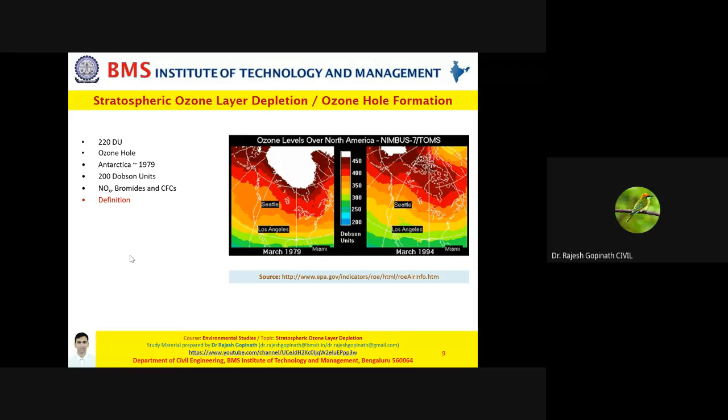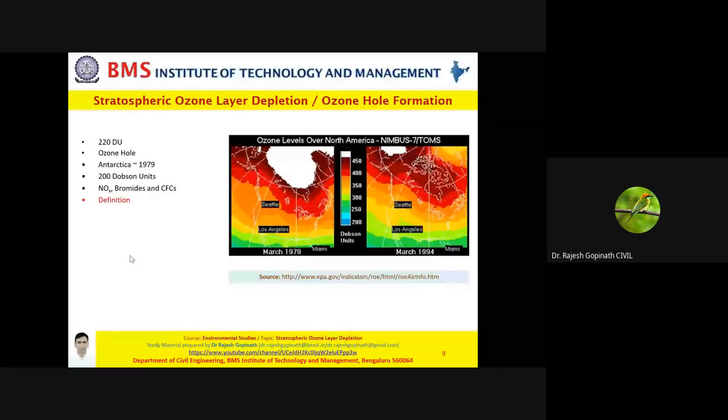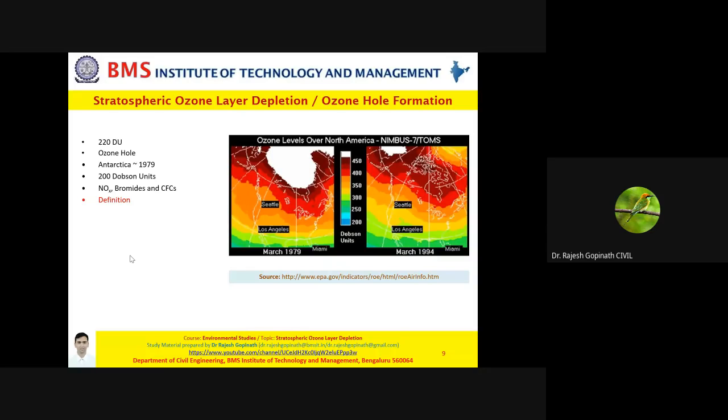But now what's happening is, due to certain chemicals, such as oxides of nitrogen, bromides, and chlorofluorocarbons, popularly termed CFC, the destruction of stratospheric ozone is being triggered. As a result, the ozone hole is getting widened, ozone depletion is becoming rampant, and the first time that we discovered the ozone hole was over Antarctica in the year 1979.